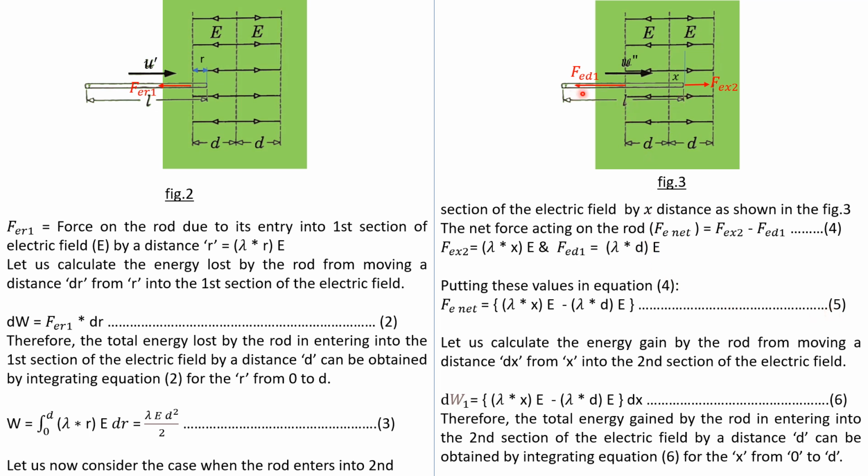So you can see that till the time the rod had just entered till d distance in the first section of the rod, only the retarding force was acting, and it was increasing from 0 to d distance. But the moment a part of the rod enters into the second section of the field, a force in the rightward direction, along the direction of motion, will start acting on the rod, and it will start reducing the retarding force that is being exerted in the first section of the field.